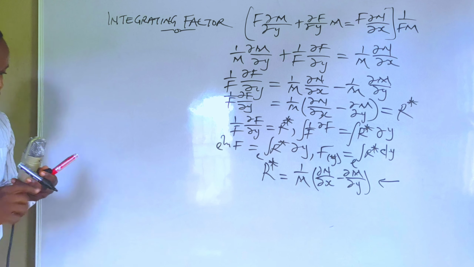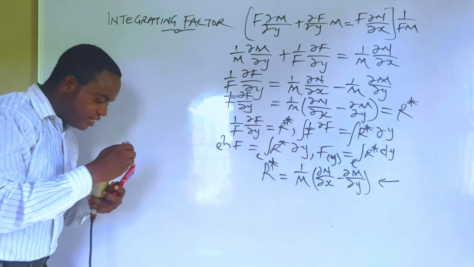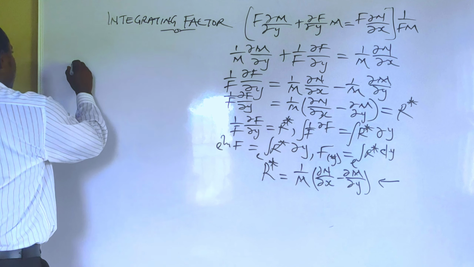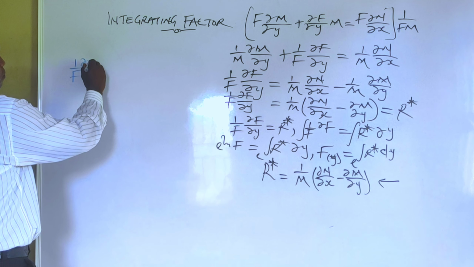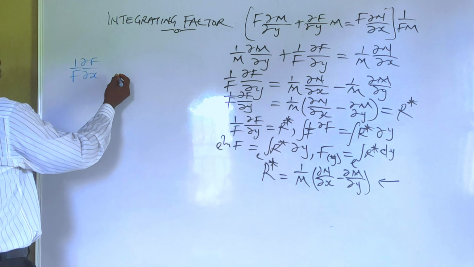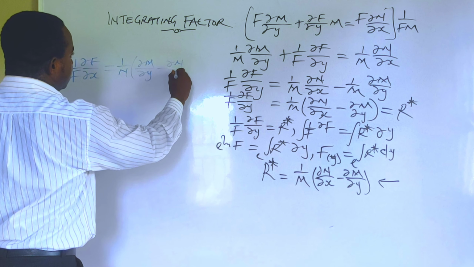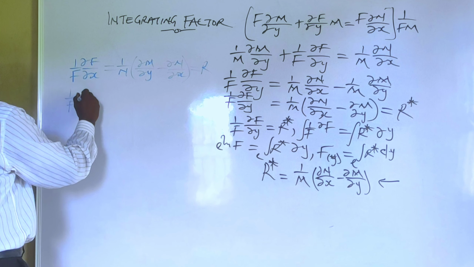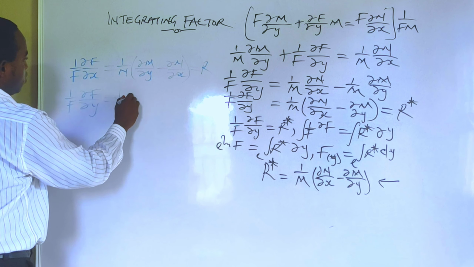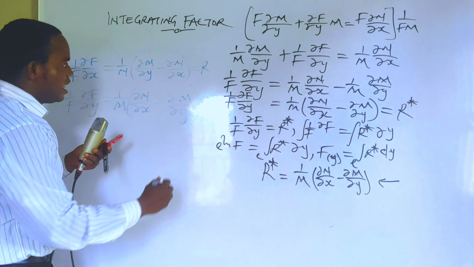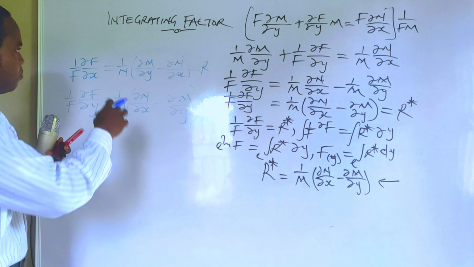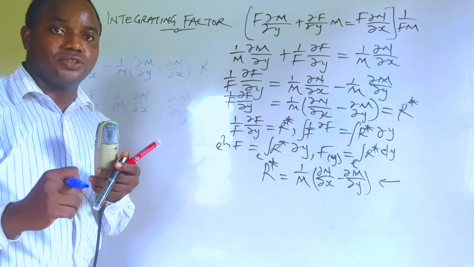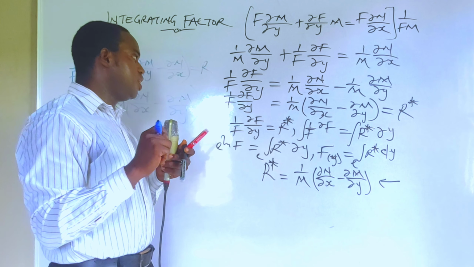The takeaway here in preparation for the next lesson is this component. When you have 1 over f partial f partial x, it is equal to 1 all over n into partial m partial y minus partial n partial x, and we said this is equal to r. Also in this part we have 1 over f partial f partial y equals 1 all over m into partial n partial x minus partial m partial y, and this is what we call r star. We are going to make use of this when we are studying how to solve non-homogeneous linear differential equations.